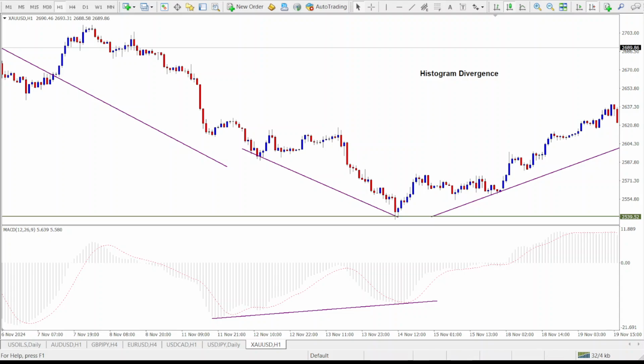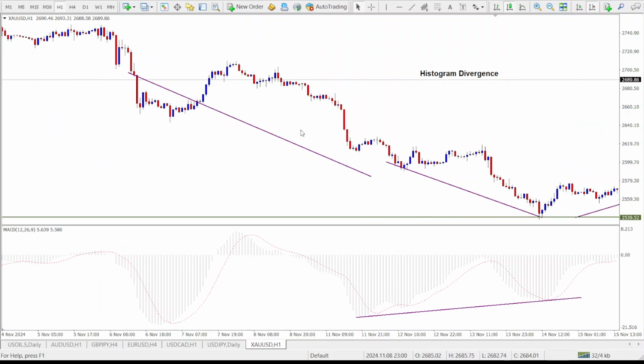Now, another scenario is in terms of momentum analysis. Histogram divergence is effective in momentum analysis. You can use it to assess whether the current trend still has strength or is losing steam. Of course, when a bearish trend is prevailing, and suddenly you notice discrepancies between the price movement and the histogram bars, price is making lower lows and the histogram bars are making higher lows, it shows that the bearish trend is losing momentum. That's in the case of a bullish divergence.